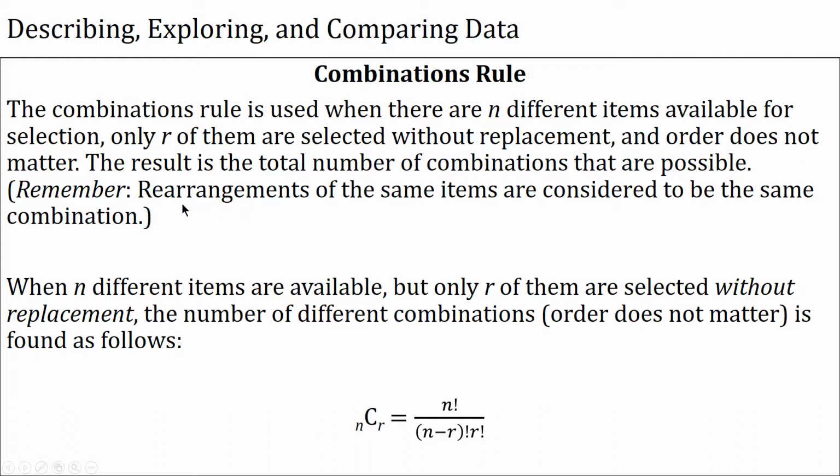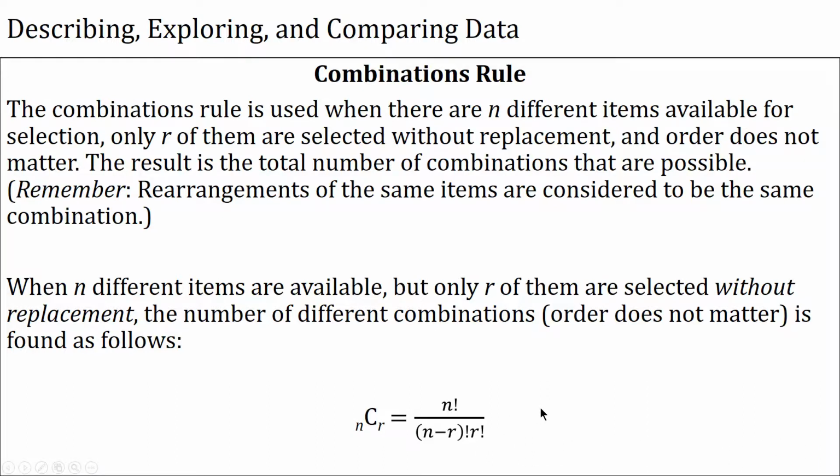And remember, rearrangements of the same items are considered to be the same combination because it's a grouping. Order does not matter. And this is my formula for combinations. Again, we're just using N and R. N will be my sample space, so the denominator in your basic probability ratio, and R will be my favorable outcomes, so to speak. And remember your factorial rules.